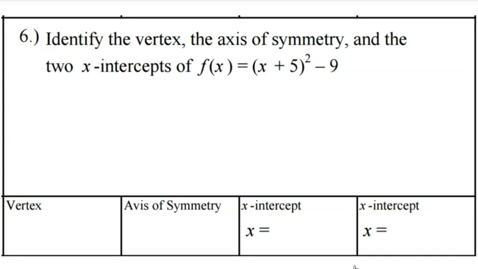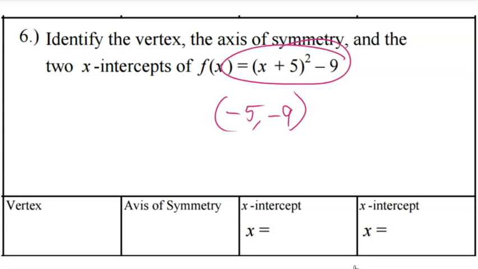So we can identify vertex form because we have an x plus or minus something, and then it's in parentheses, and then it's to the second power, and then we have plus or minus a number out here. And this indicates that the vertex of this, so this first thing we're going to identify, the vertex is always the opposite of this number, so the opposite of positive 5 is negative 5, and then the y-coordinate is what you see here, minus 9.